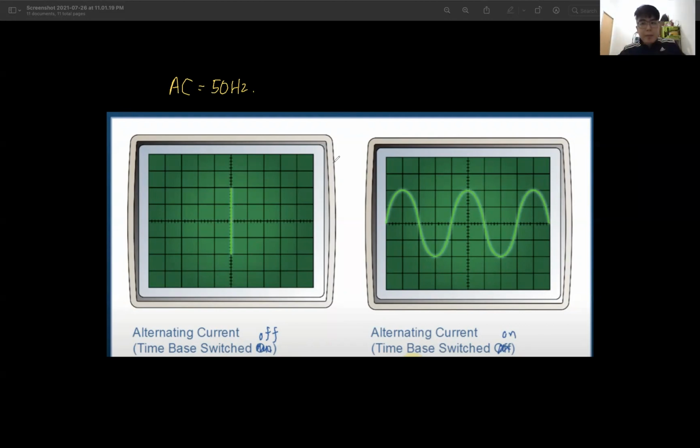At the same time, the X plate goes sideways. That's why you get this sinusoidal graph. Okay, it goes up, down, and to the left, right, like this. That's why you get this sine wave, the sinusoidal wave.